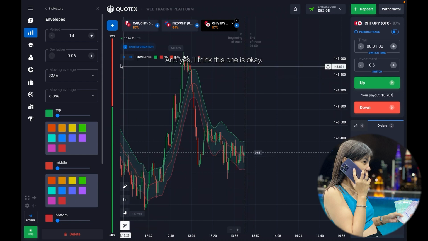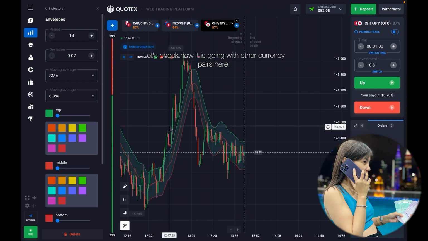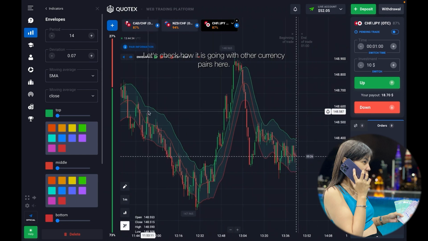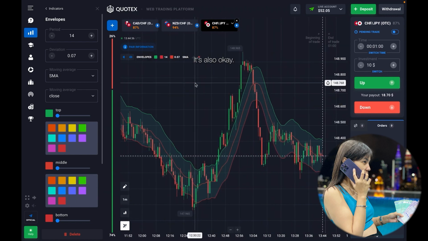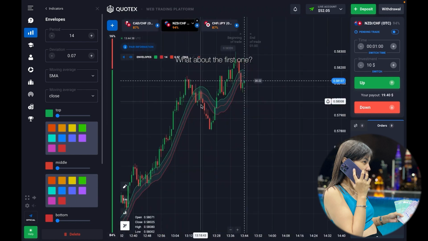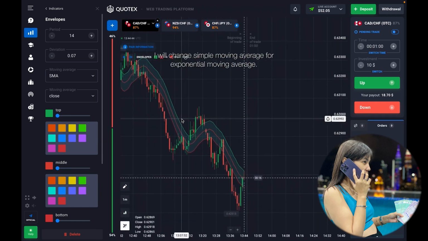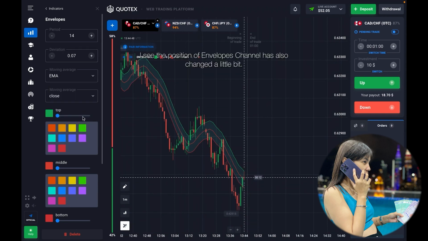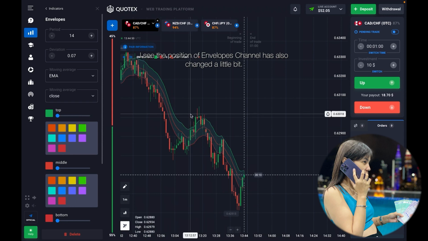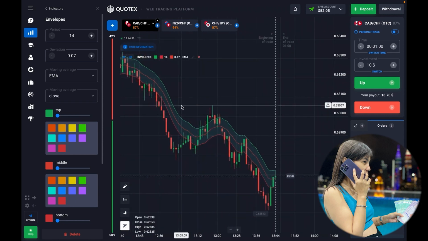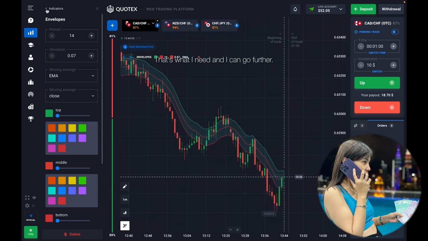Yes, I think this one is okay, and let's check how it is going with the other currency pairs. It's also okay. What about the first one? Yes, it is suitable for the first one also, so we'll keep 0.7 here. I will change the simple moving average to an exponential moving average, and I see the position of the envelopes channel has also changed a little bit. That's what I need, and I can go further.